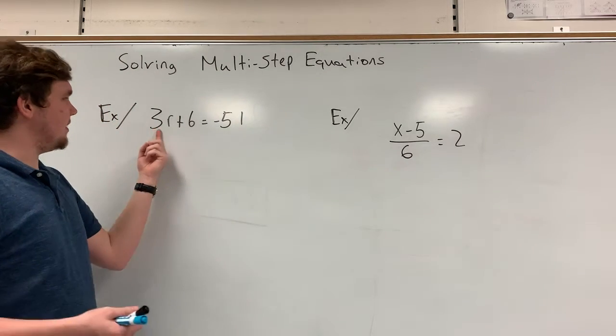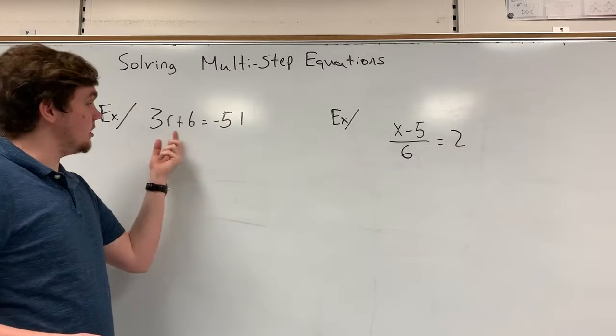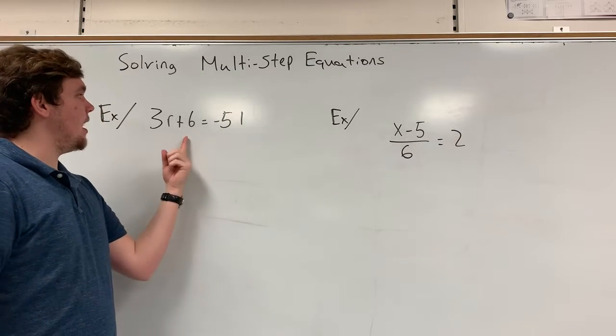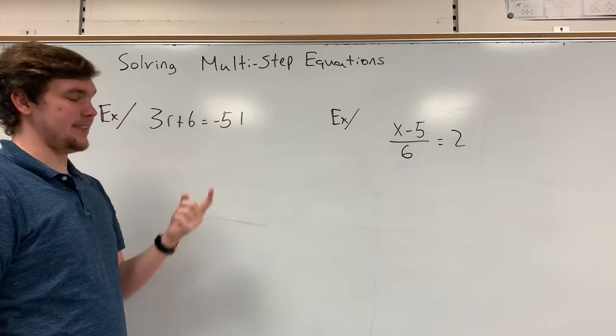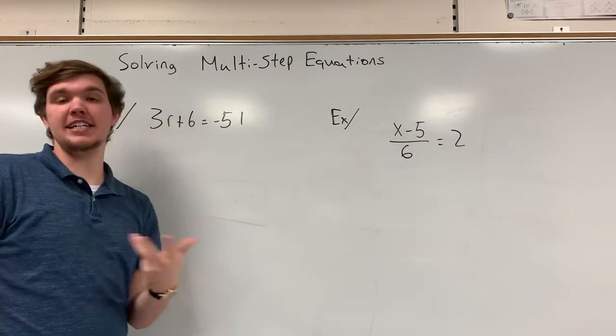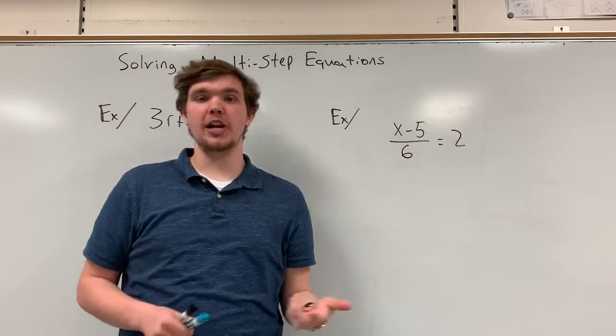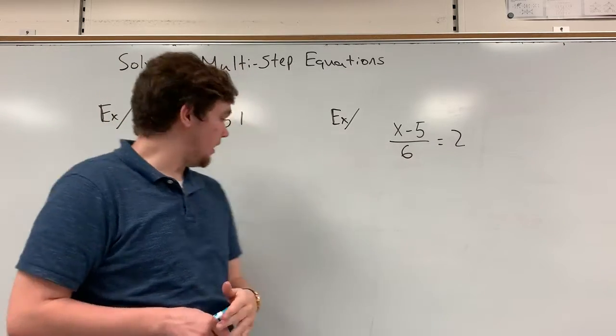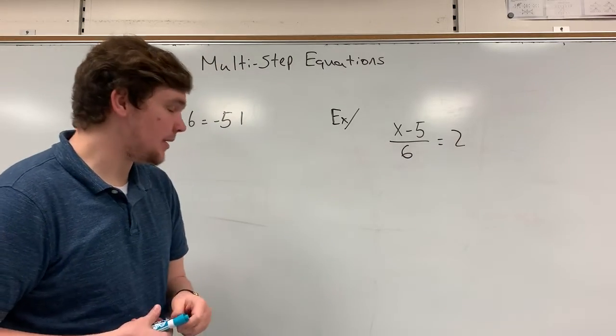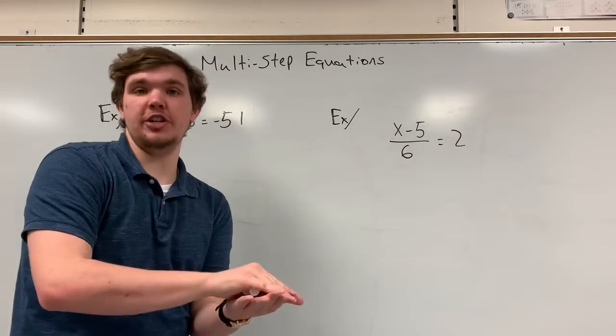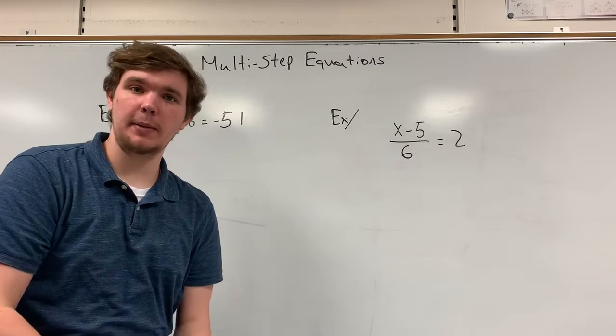first I have this 3 times r, so I have a multiplication there. And then I also have this plus 6, so I have multiplication and addition. And the question is, which one should I worry about first? Okay. Now, 9 times out of 10, I'm going to say, let's start with the addition first. And that's exactly what I'm going to do here.